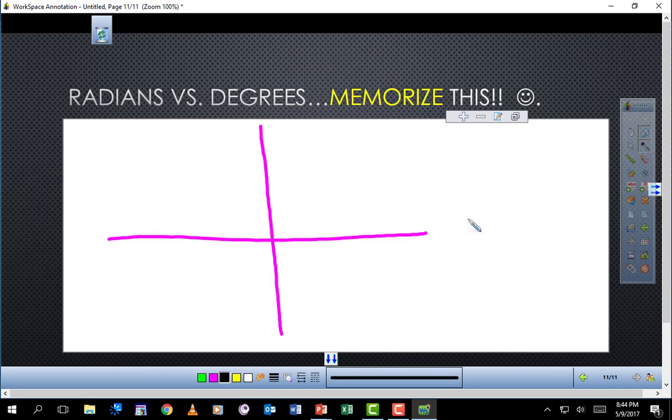Let's do the easy ones. 0 degrees would be right here. 90 degrees would be right here. 180 degrees would be right here. 270 would be right here. And then 360 would be right here. That would be a full circle. For right now, as far as memorizing, we're just going to memorize one full circle.